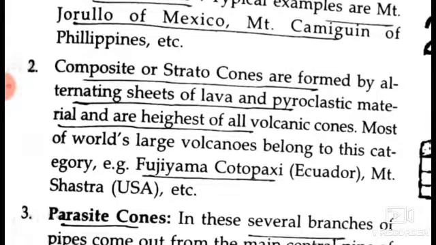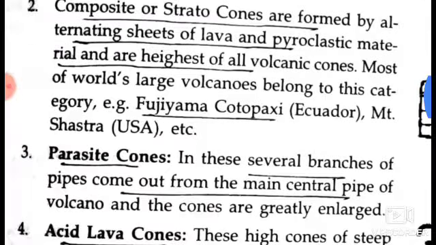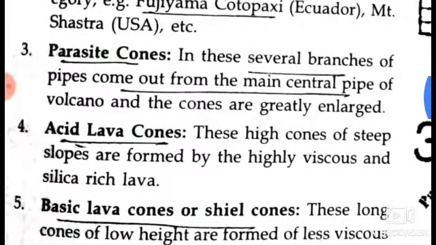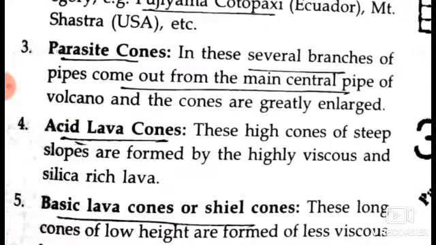Composite cones, or stratocones, are formed by alternating layers of lava and pyroclastic material and are the highest of all volcanic cones. Most of the world's large volcanoes are linked to this category: Fujiyama, Cotopaxi, Mount Shasta, USA, etc.